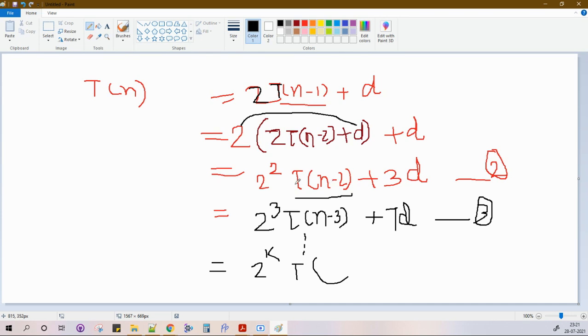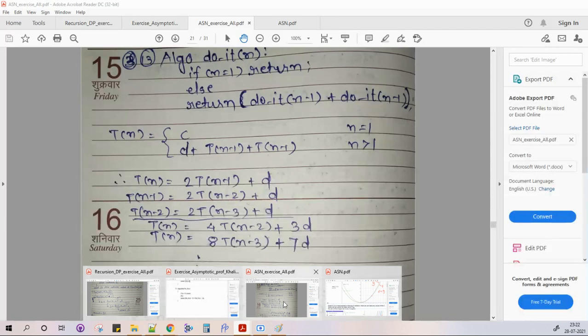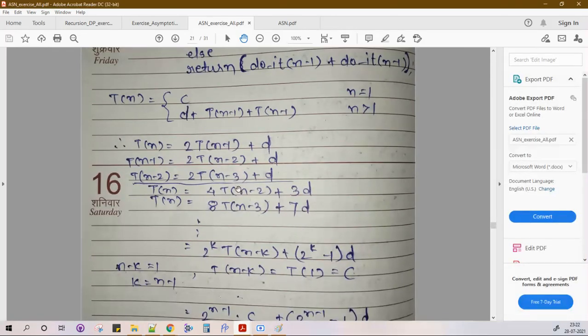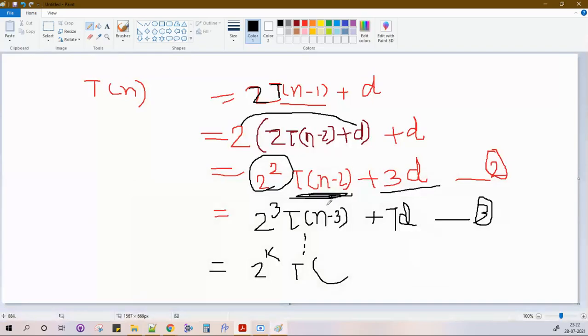Yes, okay. So here I am having 4, 2 square. So if I multiply this equation t of n minus 2, then 4 into d I am having, 4d out of this multiplication, plus 4 plus 3 it would be 7. So 7d. Correct? At the third equation I am having 7d. So at the second equation I am having this, at the third equation I am having this. Okay. So how to generalize this now?